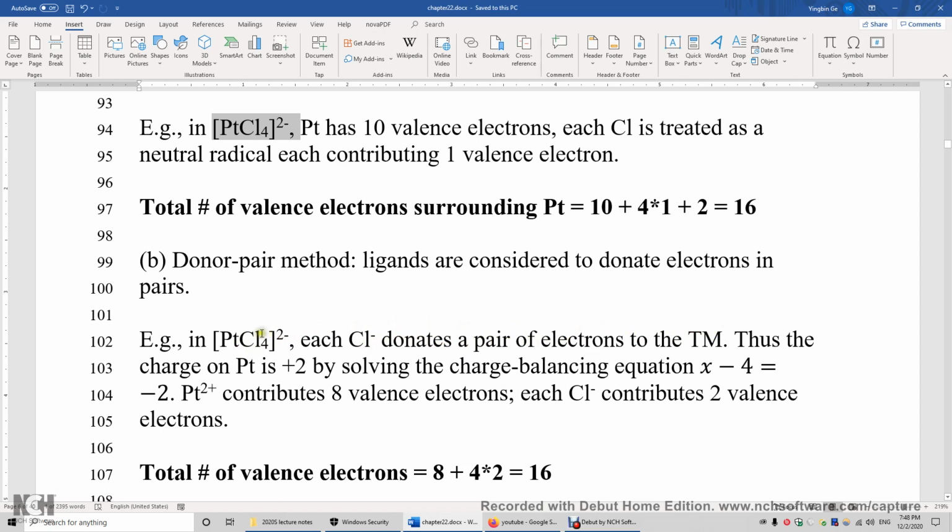And we know the charge on this Pt is +2 because each chlorine has a -1 charge. Overall, the complex has a 2 minus charge. Therefore, you've got to have 2 plus on platinum and -4 charges on these 4 chloride ligands. So in this case, we know this Pt has 8 valence electrons, and each chloride minus donates 2 electrons. In total, we have 8 plus 4 times 2. We also get 16 valence electrons.